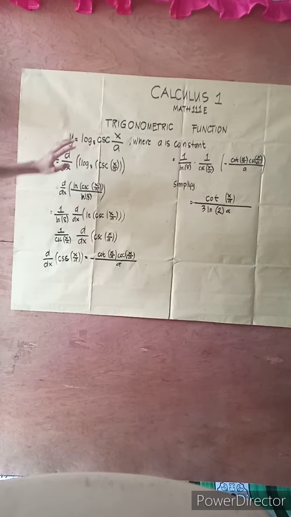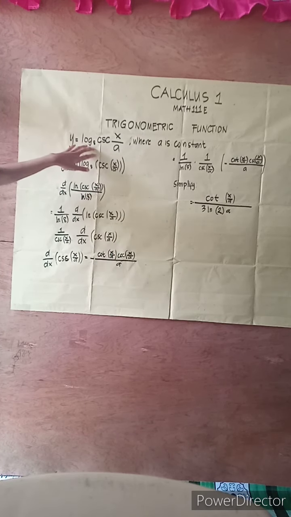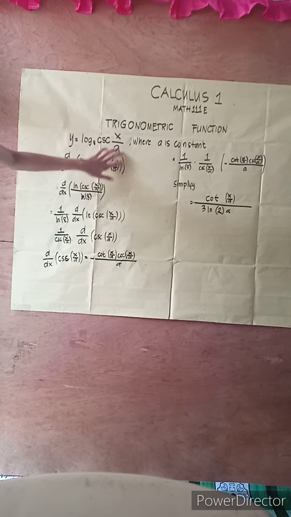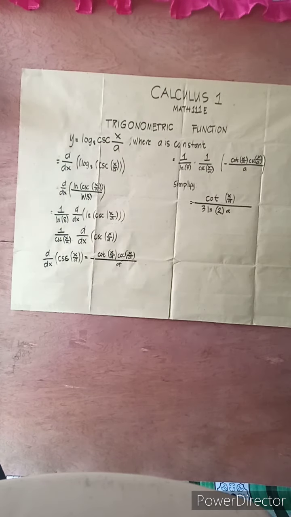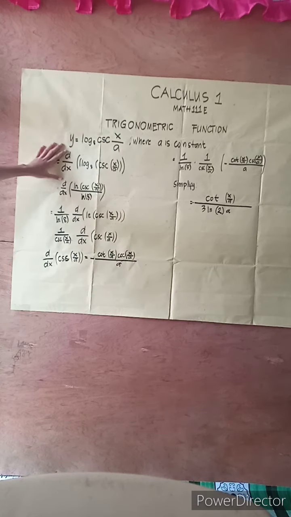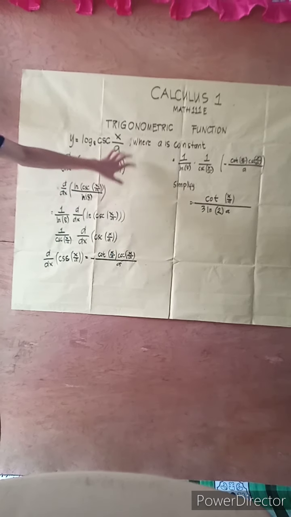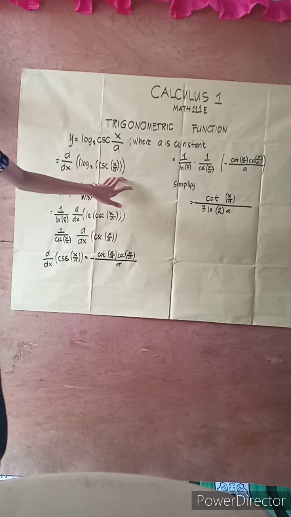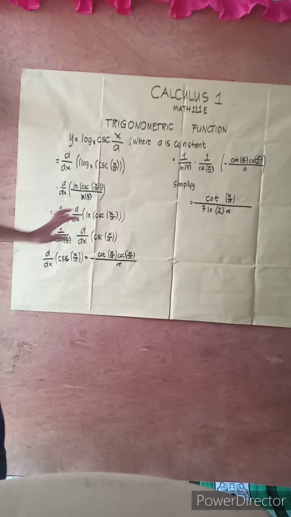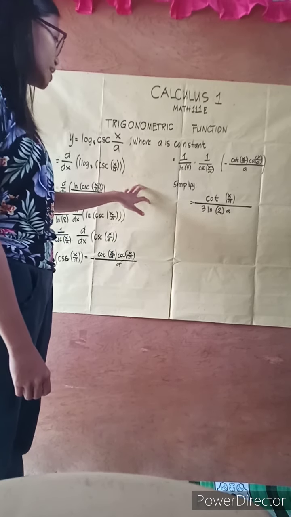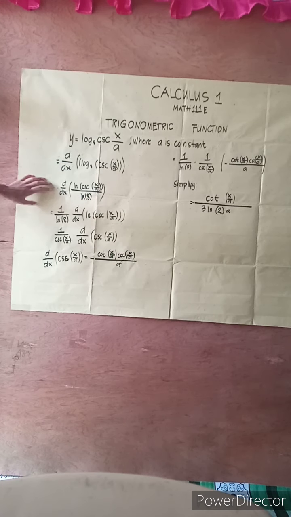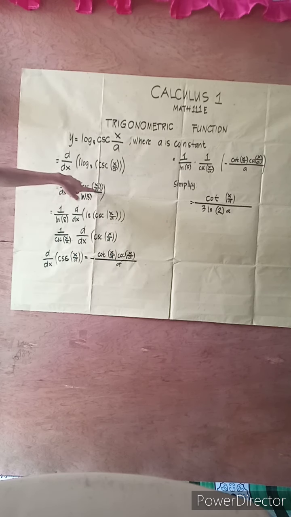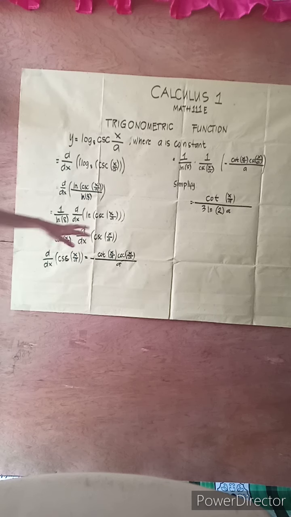Trigonometric function. Our problem is y equals log base 8 of cosecant(x/a), where a is a constant in this equation. So, to find the derivative of log base 8 of cosecant(x/a), we have to apply the log rule, which is log base a of b equals ln b over ln a. The derivative of ln cosecant(x/a) over ln 8.